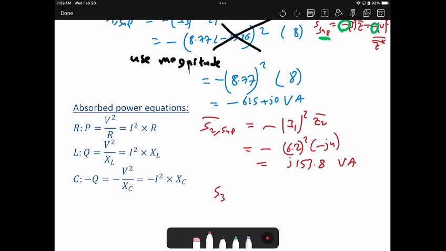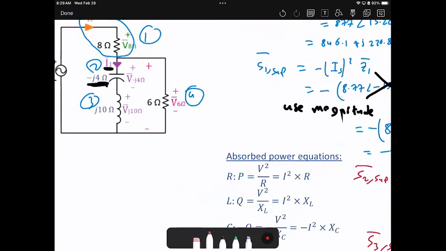Now element number 3. Go to the circuit. Here is number 3, which has the same current, I1, flowing in it.